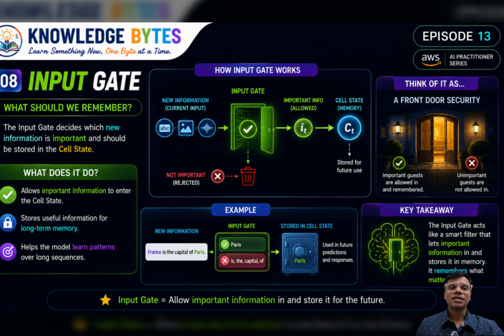Now, the next one is the input gate. The second gate is the input gate. Its responsibility is deciding what new information should be stored. When the model encounters important facts, patterns, or context, the input gate allows them into the memory. For example, if the model learns that Paris is the capital of France, that information is worth remembering. So the input gate acts like a security checkpoint, allowing valuable information to enter the cell state.